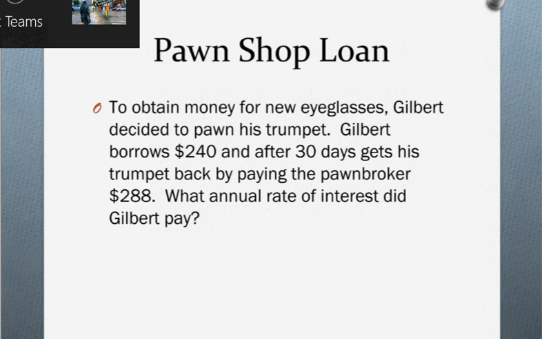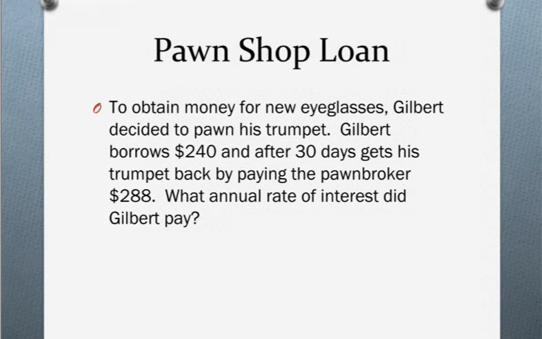All right, well, he's going to go into a pawn shop and he's going to say, here's my trumpet. And the pawn shop owner is going to give him $240. Then 30 days later, he's going to come back and the pawn shop said, hey, we'll hold this trumpet for 30 days. We will not sell it. Here's a claim ticket. You can come back and you can buy this anytime in the next 30 days. After that, all bets are off. We're going to sell it for what we want to sell it for. But if you want to come back, then you've got to pay $288 to get your trumpet back.